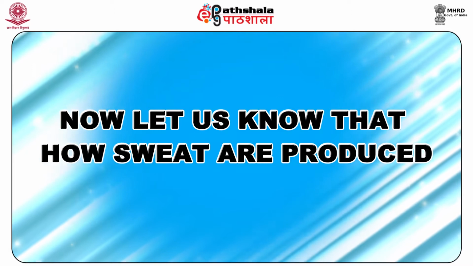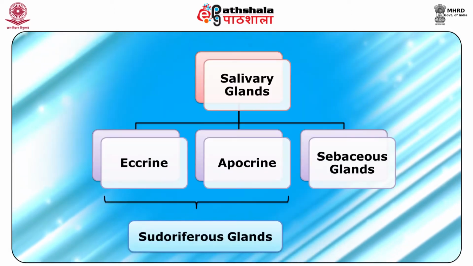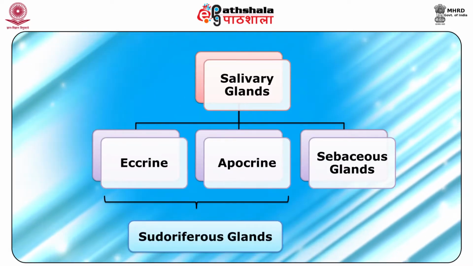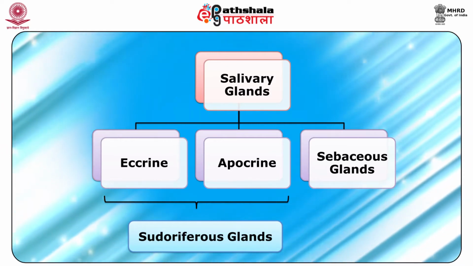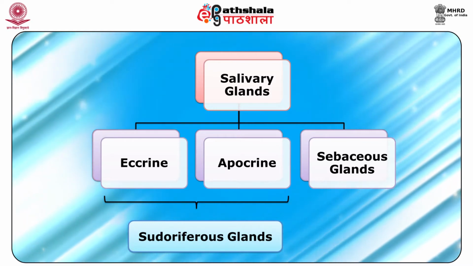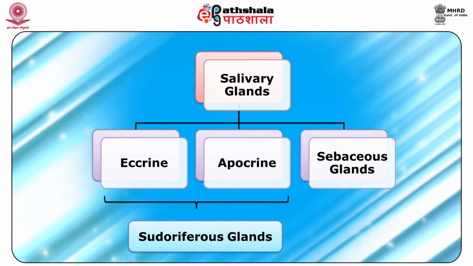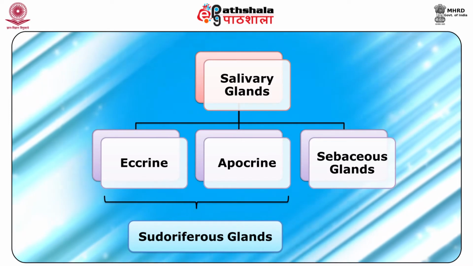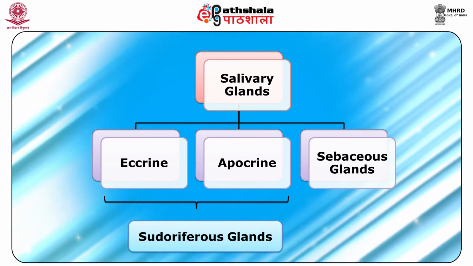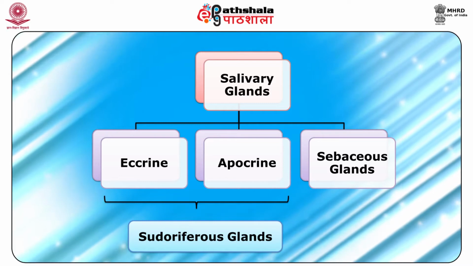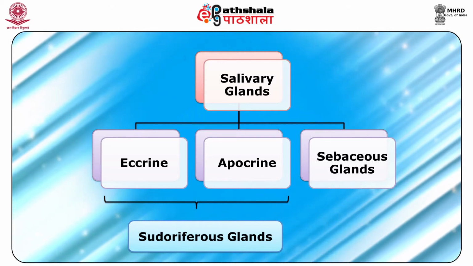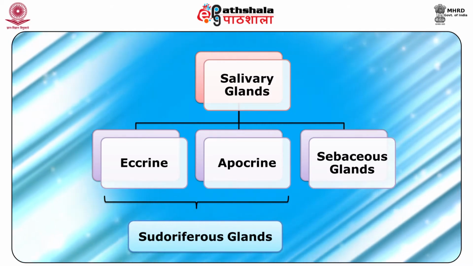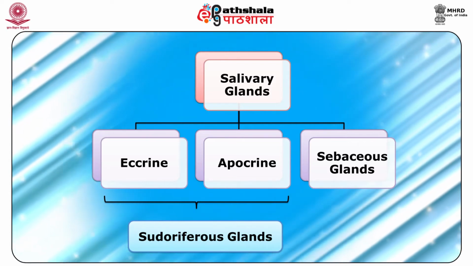Now let us know how sweat is produced. Three primary glands contribute to the production of sweat. These are the sudoriferous glands, that is, eccrine and apocrine, and the sebaceous glands. The eccrine gland is one of two types of sudoriferous gland in the body. These glands produce a secretion that is mostly water but contains many compounds in trace quantities.